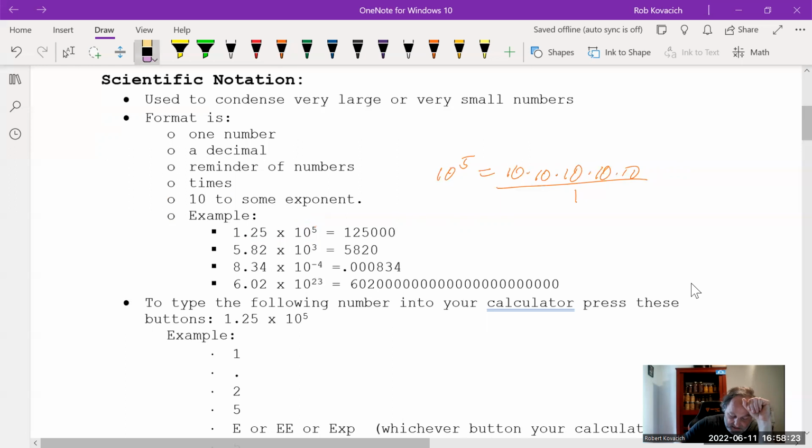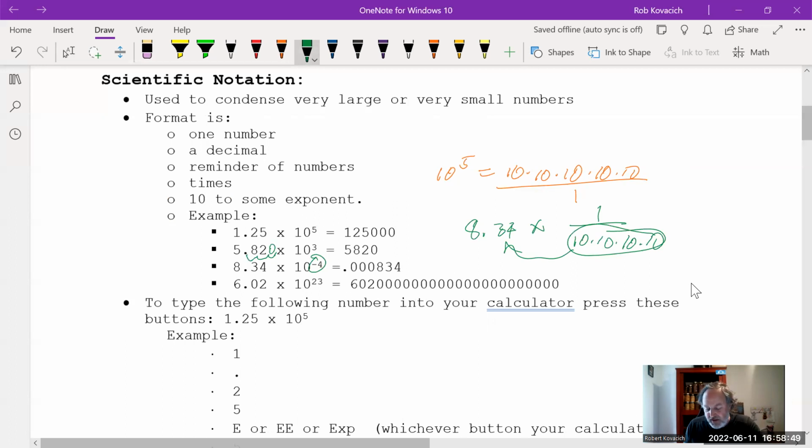We can see this again in the 5.82 times 10 to the third. I move the decimal place over 3 spots, 1, 2, 3, and I put a 0 right there, and we've got 5,820. But what if it's a negative value? Then this is 8.34 times 1 over 10 times 10 times 10 times 10. All of this is in the denominator, so I'm going to divide 8.34 by 10 4 times, and that's going to move my decimal place over 1, 2, 3, 4 spots, 0, 0, 0. All right, and that's the number we have here.